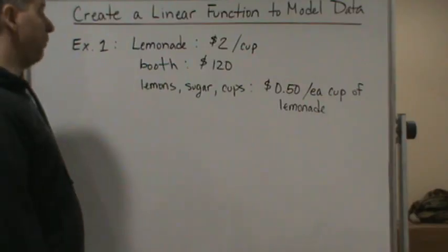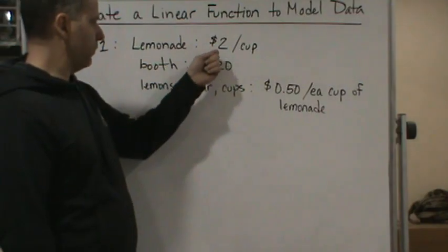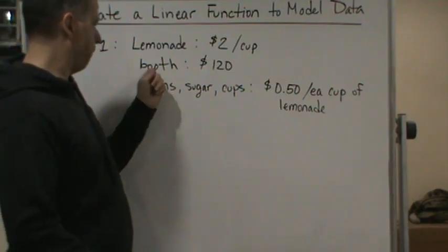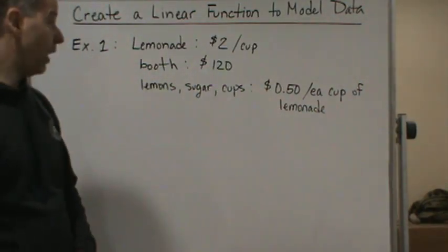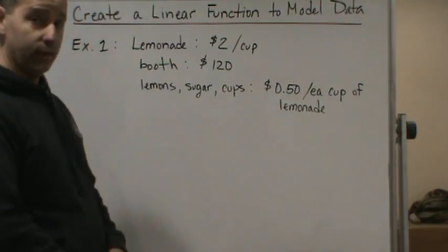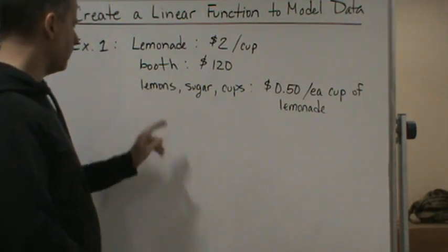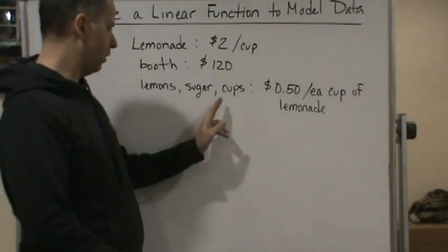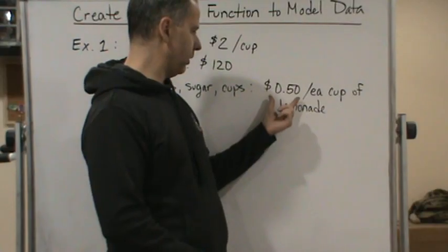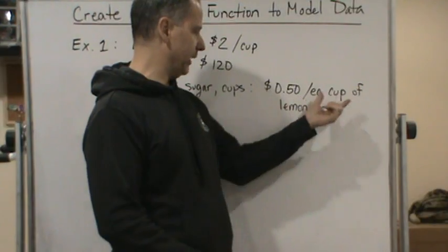And so what we're given is the lemonade is $2 per cup. That's what we're selling it for. The booth for our lemonade stand costs us $120. So we paid somebody $120 to have that location for that booth. And then the cost of materials, so lemons, sugar, and cups, if we break it down to a per cup of lemonade, basically is 50 cents for each cup of lemonade.